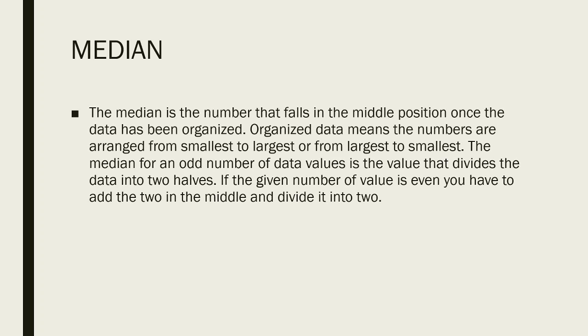The next one is the median. The median is the number that falls in the middle position once the data has been organized. Organized data means the numbers are arranged from smallest to largest or from largest to smallest. The median for an odd number of data values is the value that divides the data into two halves. If the given number of values is even, you have to add the 2 in the middle and divide it by 2. So for us to fully understand how to compute the median, let's have an example.